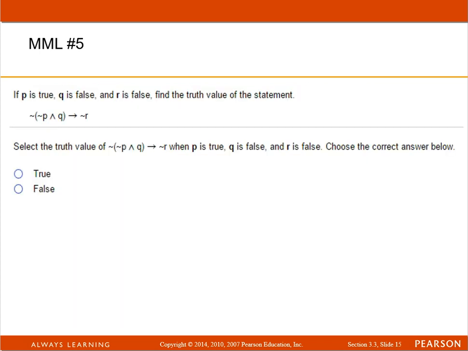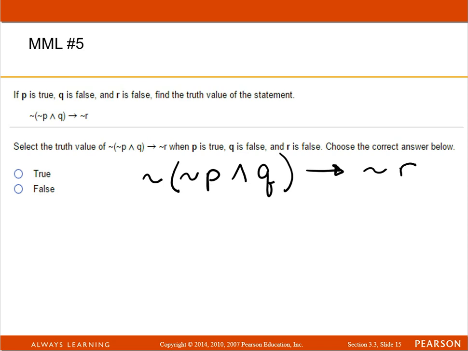Number 5. Same type question. I'm going to rewrite this. I'm going to have negation of P and Q, and then there's an if-then symbol, and then the negation of R. So they start you out with these little practice ones. Instead of doing a full-blown truth table, they're just having you do one line.